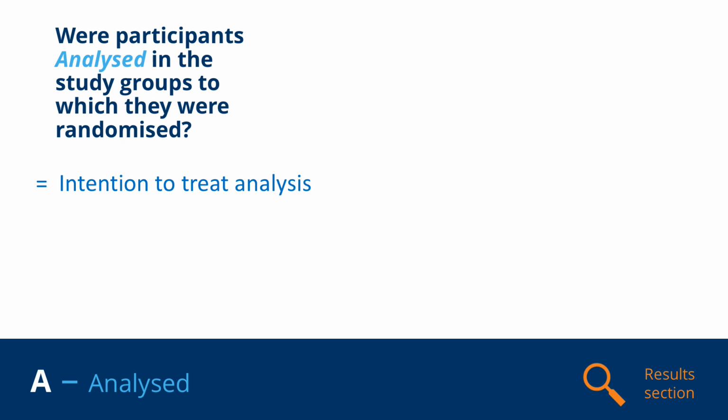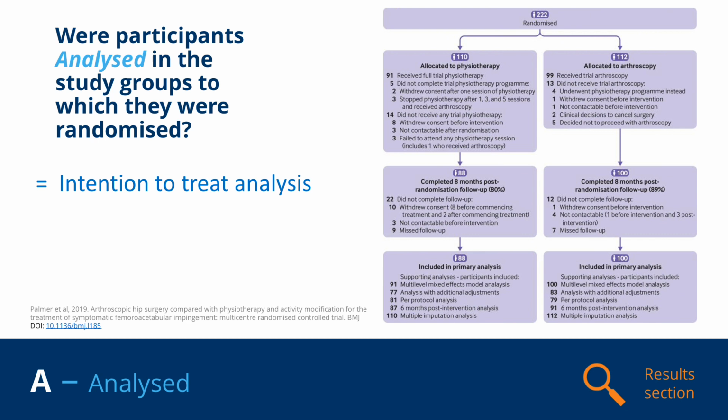The first requirement of ITT is that participants are analysed in the group to which they're randomised. Sometimes what happens in a trial is that study participants will change study groups. For example, in this trial comparing surgery and physiotherapy, some who were randomised to surgery did not end up undergoing surgery and had physiotherapy instead, and some who were randomised to physiotherapy had surgery instead. Even when this happens, it is critical that the participants who were randomised to physiotherapy are analysed in that group and that participants randomised to surgery are analysed in that group.